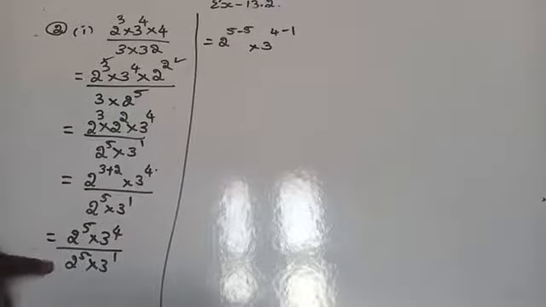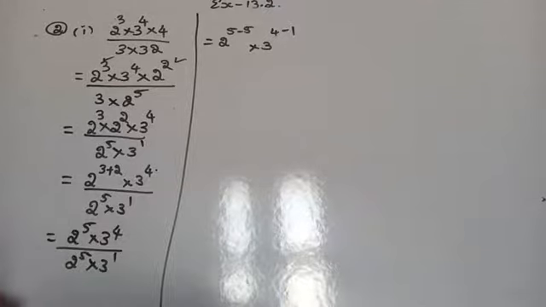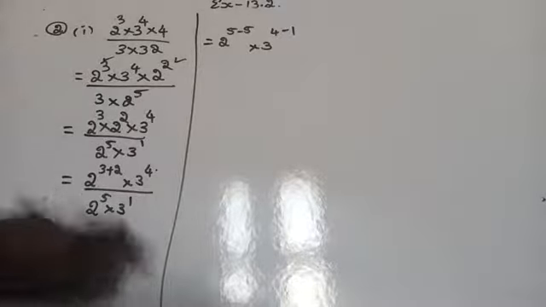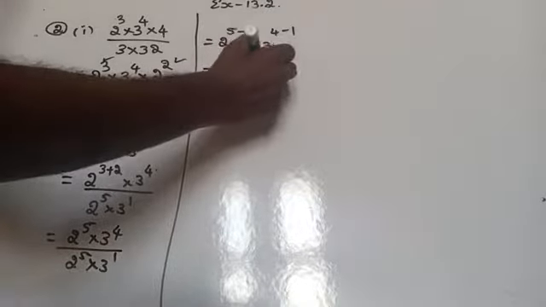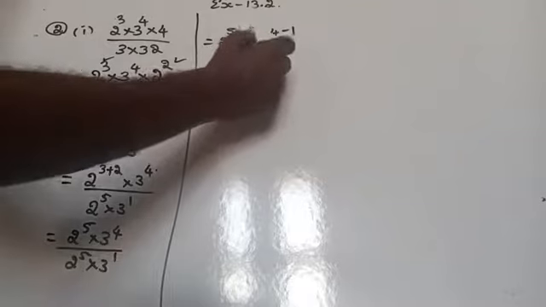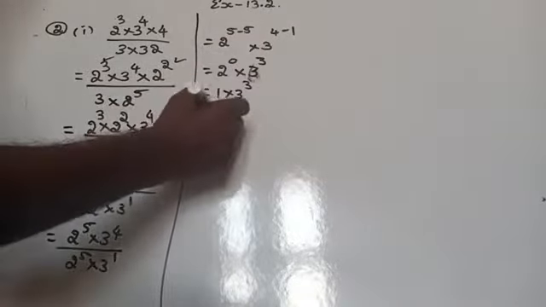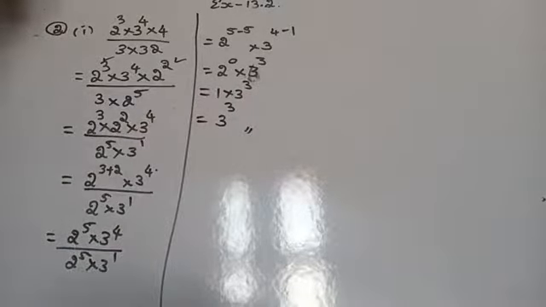A power m divided by a power n with the same base: the denominator is also the same, so we can cancel, otherwise a power m divided by a power n you can write a to the power m minus n. So 2 to the power 5 minus 5 is nothing but 0. 3 to the power 4 minus 1 is 3 to the power 3. Anything to the power 0 is 1, so 1 into 3 power 3, which is nothing but 3 to the power 3. This is the answer. Am I right here? Yes.